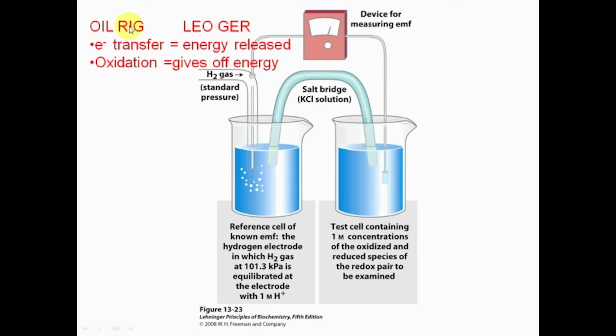So I have OIL RIG and LEO says GER. We just learned that one earlier. This one is oxidation is loss, reduction is gain. Whenever you have electron transfer, energy will be released. That's really important. So lose electrons, oxidation. If a molecule loses electrons, it's passing those electrons on somewhere, and there's energy that is released as those electrons are transferred. So oxidation gives off energy.